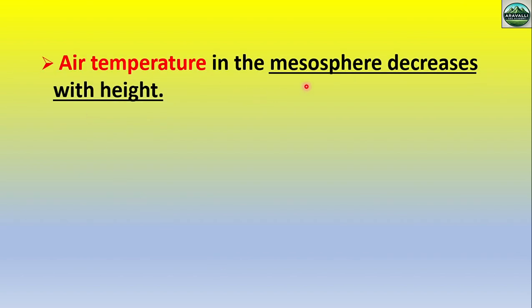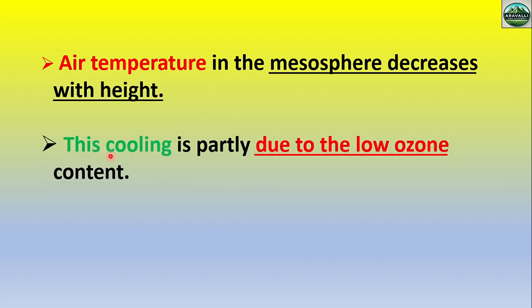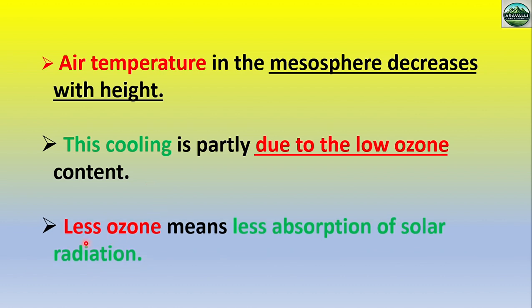Air temperature in the mesosphere decreases with height. This is the factual point, and this cooling is partially due to the low ozone concentration, because ozone is absent in the mesosphere, so temperature is decreasing with height. Less ozone means less absorption of solar radiation. Ozone actually absorbs solar radiation, so less ozone in the mesosphere means less absorption of solar radiation, which means temperature does not increase with height.